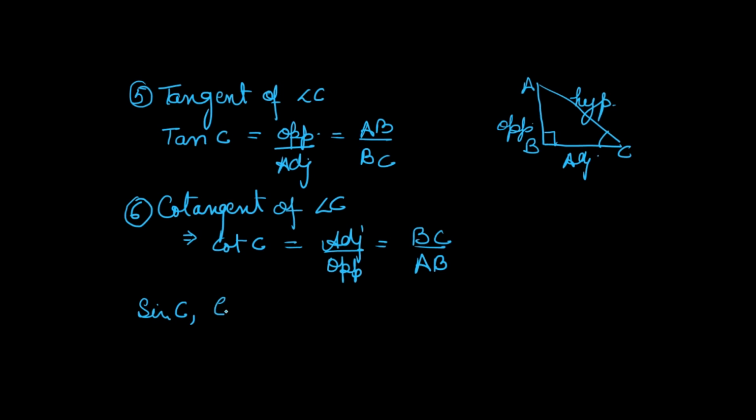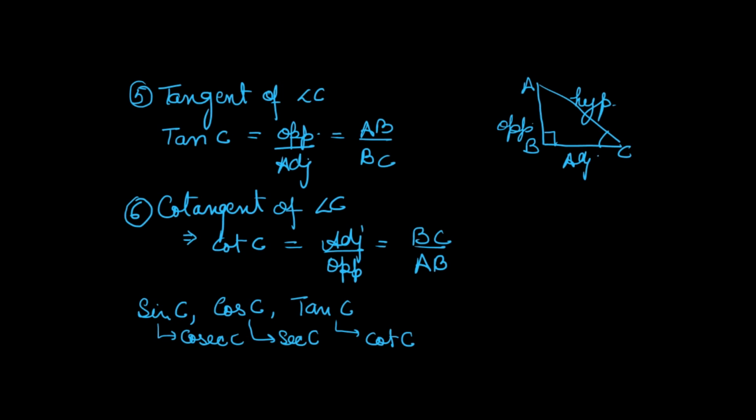So we have learned six trigonometric ratios: sine of angle C, cos of C, tan of C, and their reciprocals. The reciprocal of sine C is cosec C, the reciprocal of cos C is sec C, and the reciprocal of tan C is cot C. These are the six trigonometric ratios.